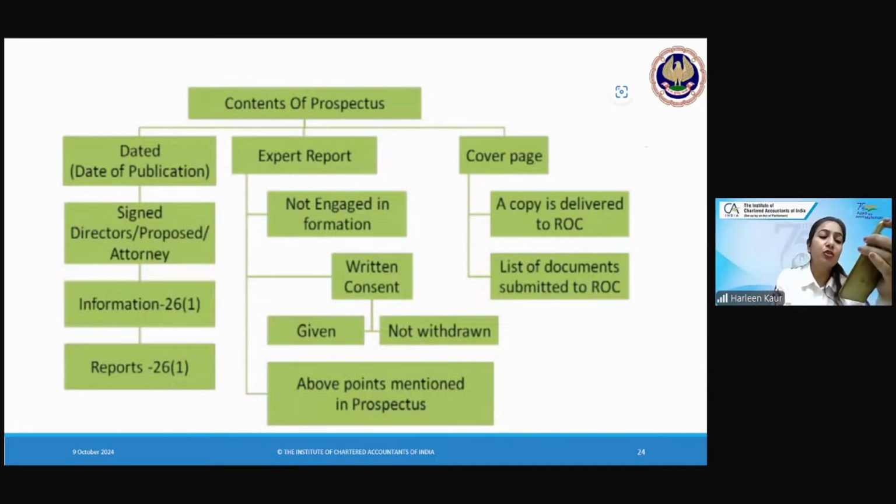So Tanu is saying list of documents. Pallavi is saying list of documents. Why did you forget a copy to be sent with the ROC? That also has to be informed. So please remember, children, two things have to be disclosed on the face of prospectus. Number one, a copy of prospectus that has been filed with ROC. And number two, list of all the documents that are attached to the prospectus.